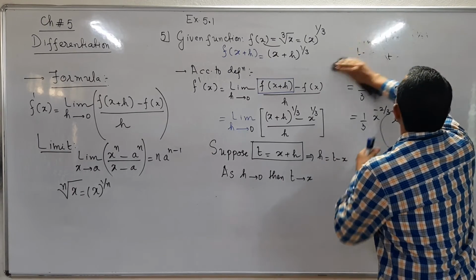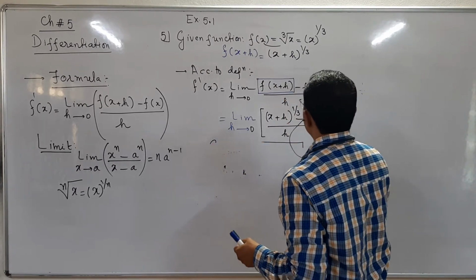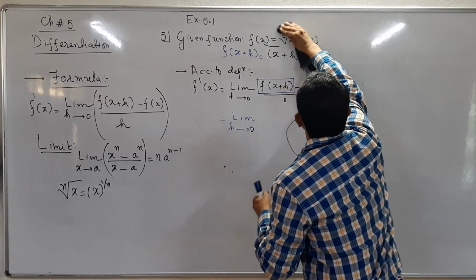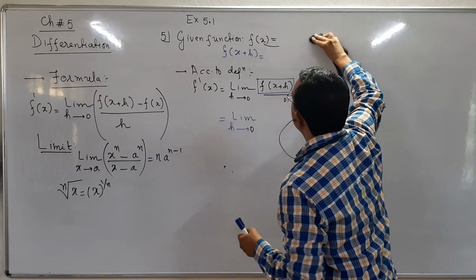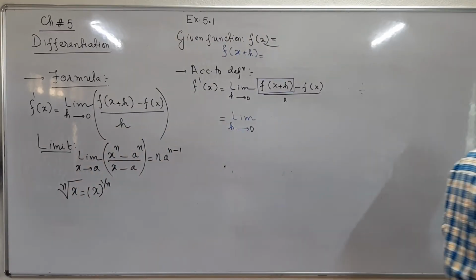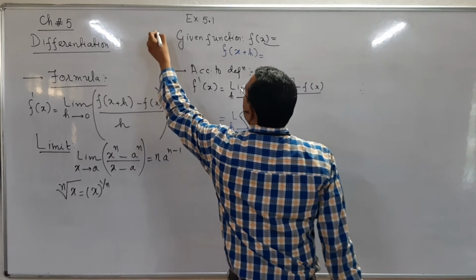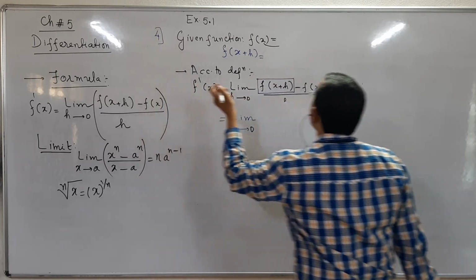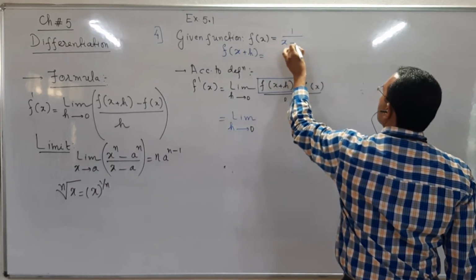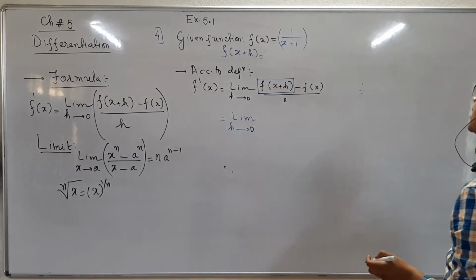Now, erasing, I have to write a little bit. So this much I am erasing, this also I am erasing. This also I am erasing, and I am writing the function. What is the function? 1 upon x plus 1. Okay, the given function f(x) is 1 upon x plus 1. Okay, of course x not equal to minus 1.